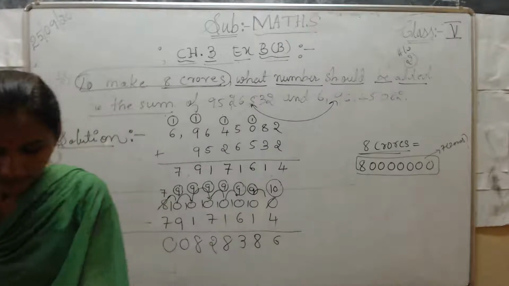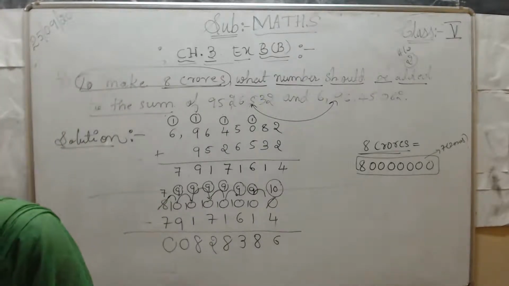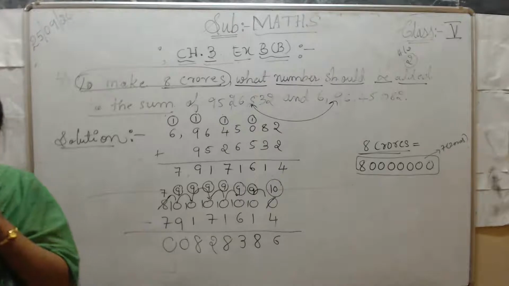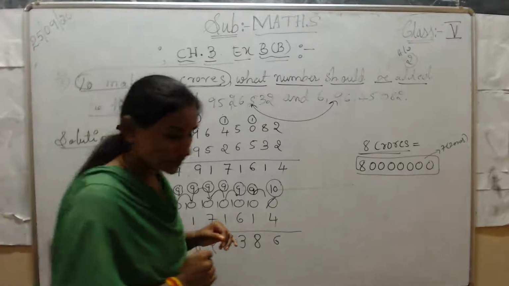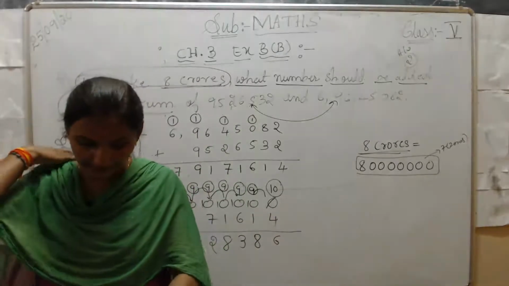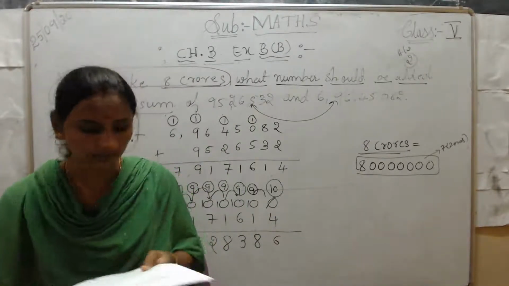Okay, the students understood this, the third B. So next I will explain that. Next question. The fourth one I will give as homework, very easy.